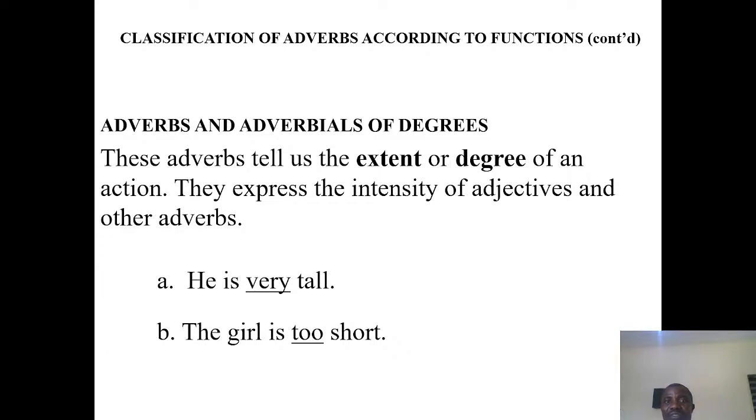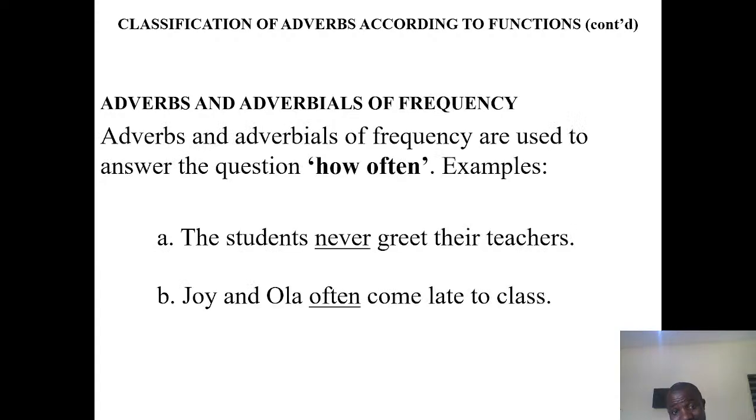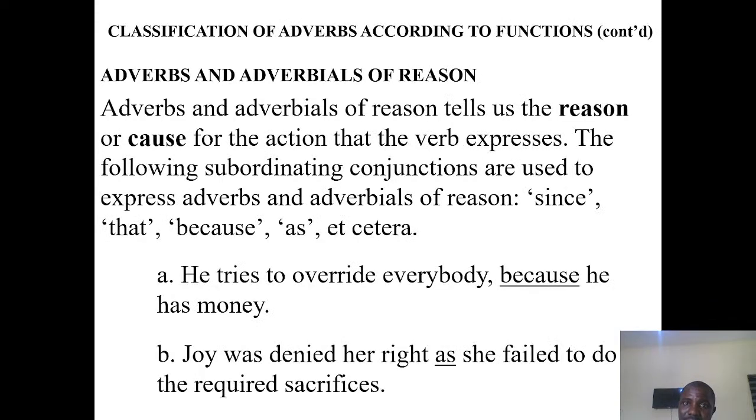And we have that of the adverb and adverbial of degree. This one shows to what extent. He is very tall, the degree, to what extent. The girl is too short, to what extent. This one is frequency, how often. The students never greet their teachers. Every time you see them, they never greet their teachers. How often? Never. Never here is an adverb of frequency. Joy and Ola often come late to class. Every time they come to school, late to class. So often here is an adverb and adverbial of frequency.